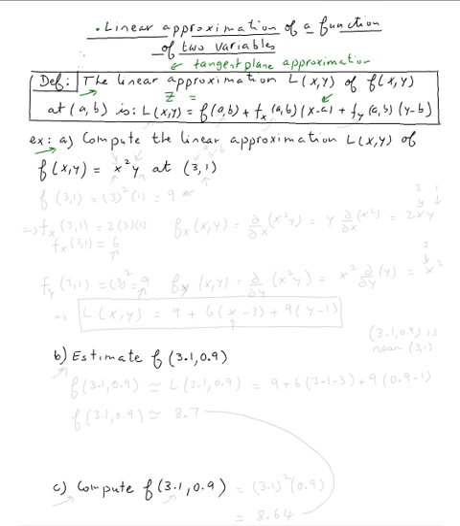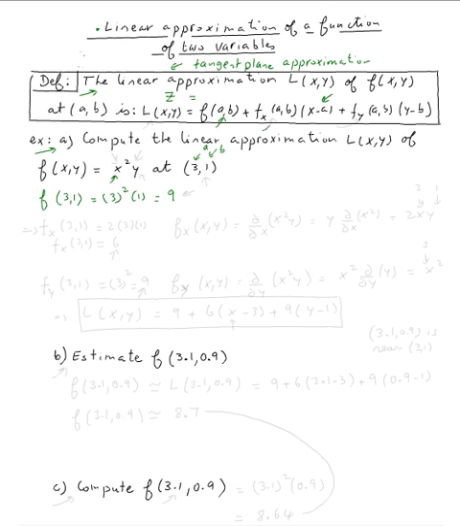First example says, compute the linear approximation L of x,y of f of x,y equal x squared y at the point (3,1). So again, all I need is f of a,b. This is my a, this is my b, as given. So I need f of 3,1, which is what? Plug it into the function: 3 squared times 1, which is 9.